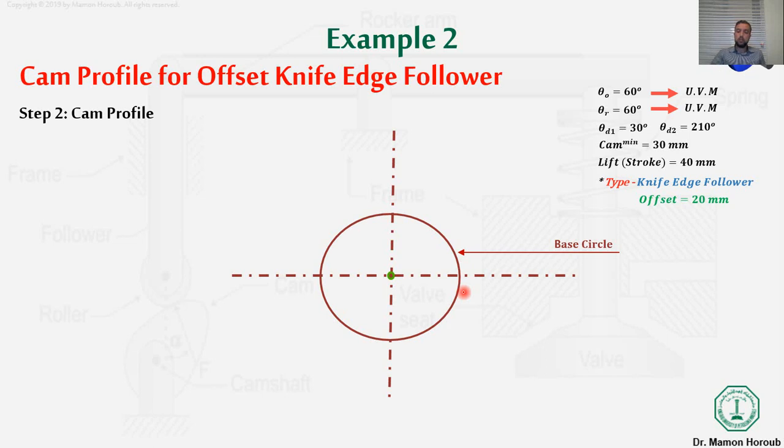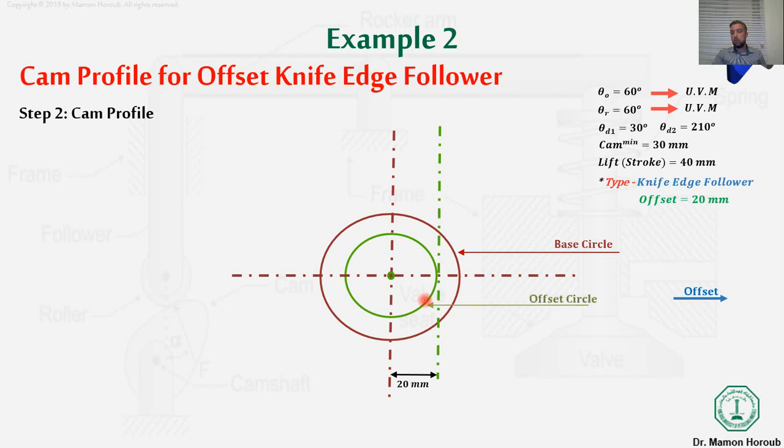After that, we have here the difference. We have the offset. If I have an offset, I need to draw it to the right or the left side. It depends on the question, or on you if it's not mentioned. In this example, we'll follow the right offset, so I need to draw another line parallel to the vertical line, but 20 millimeter away. After that, I need to draw a circle with a radius equal to the distance between this center and the new green dashed line after the offset. So this is what we call the offset circle.